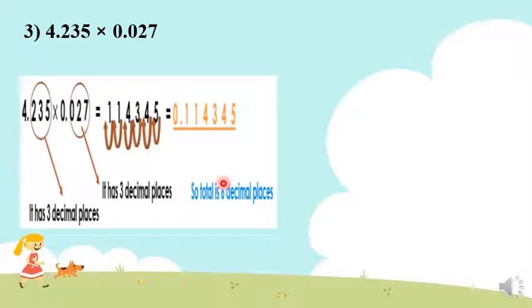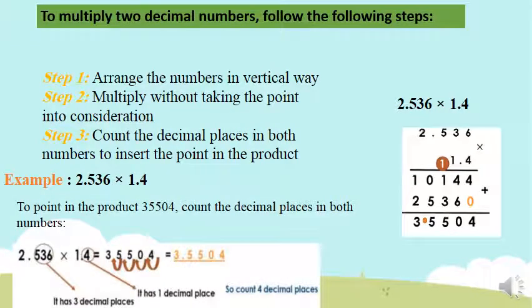In other words, we will have 6 digits in the decimal part of the product. Here is the product. So we will have 6 digits in the decimal part. So 1, 2, 3, 4, 5, 6. All of them will be in the decimal place. So here is going to be the point. So we put 0.114345.